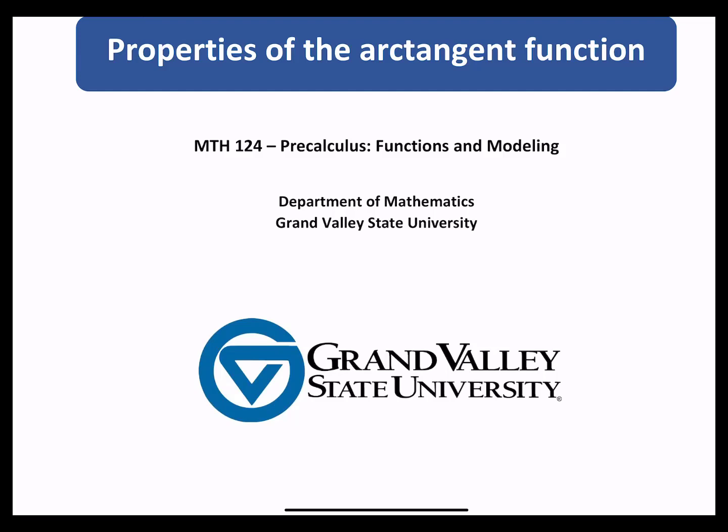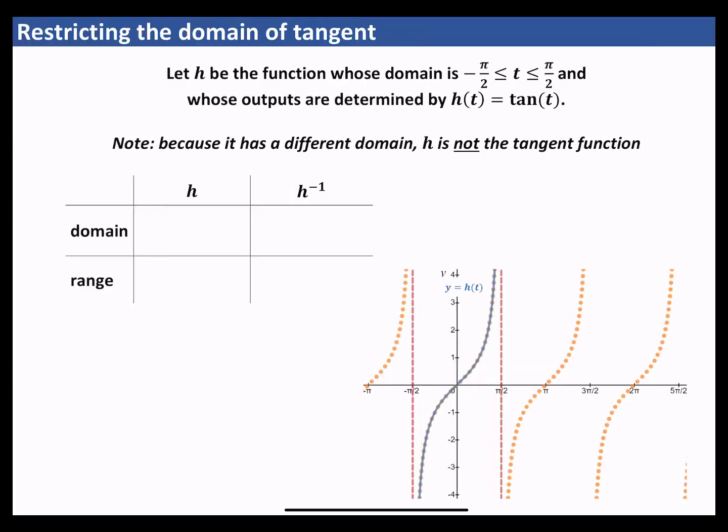Welcome to the screencast where we will introduce the properties of the arctangent function. Let h be the function whose domain is all t values between negative pi over 2 and pi over 2 inclusive, and whose outputs are determined by h of t equals the tangent of t. We see in this graph that the tangent function is the dotted graph, and that h of t is only the solid piece of the graph, seen in black.